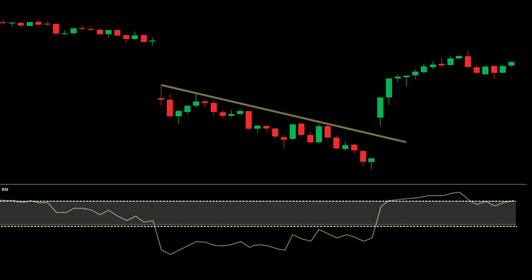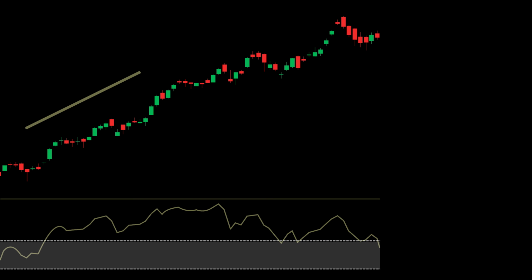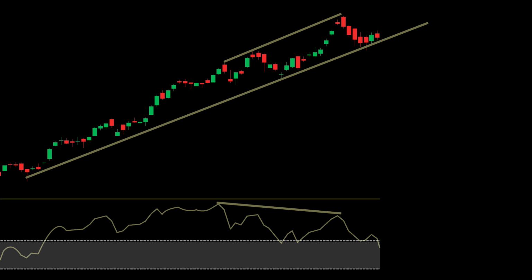Let's look at an example. Here, the market is in an uptrend, but if you look at this point, the price is making a higher high, while the RSI is showing a lower high, indicating a possible reversal. Still, you should not enter a trade based only on RSI divergence. If you look carefully, we can draw a trend line like this. Once the trend line breaks, we can take our entry based on the breakout confirmation.